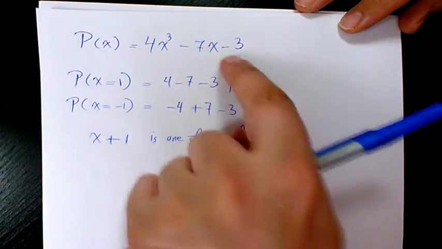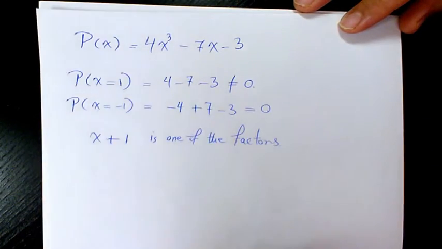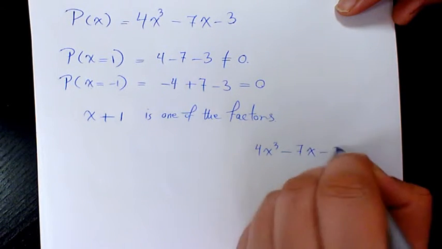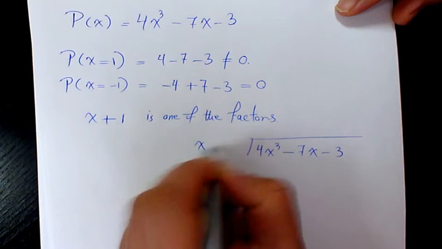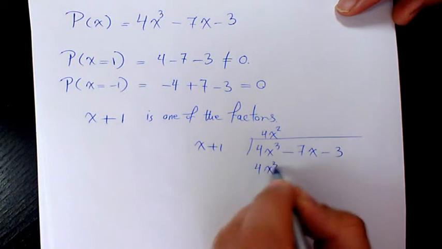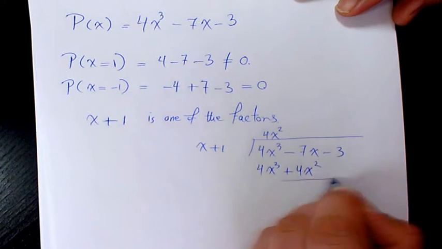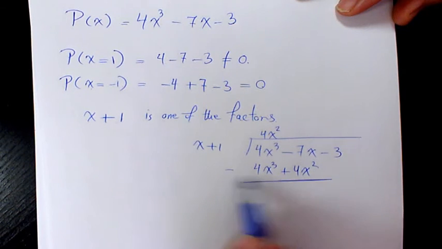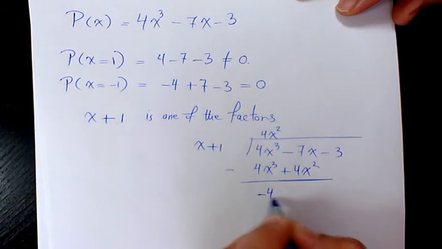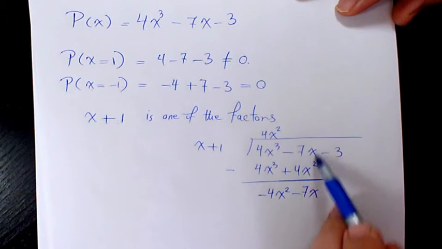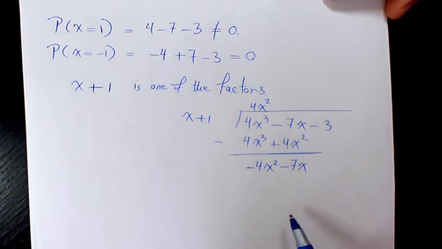Then I need to divide this polynomial by x plus 1. 4x cubed minus 7x minus 3 divided by x plus 1 starts with 4x squared. Multiplying that gives 4x cubed plus 4x squared. Then you subtract, these two cancel out, and we have negative 4x squared, and here we have negative 7x. Be careful, here this is x squared, so you cannot subtract them. Just leave these two here.